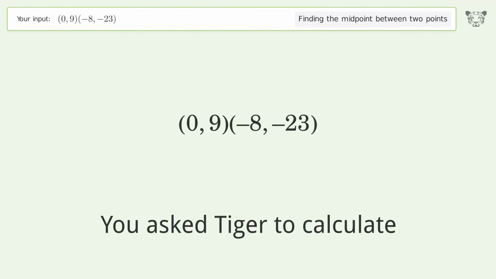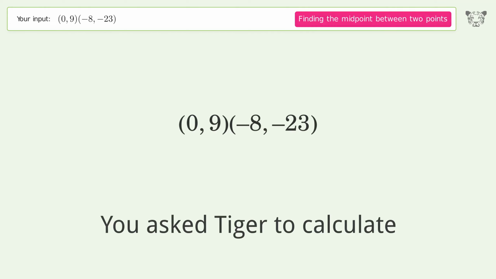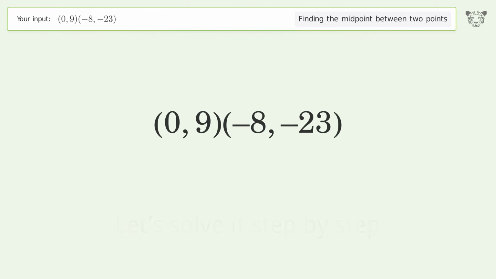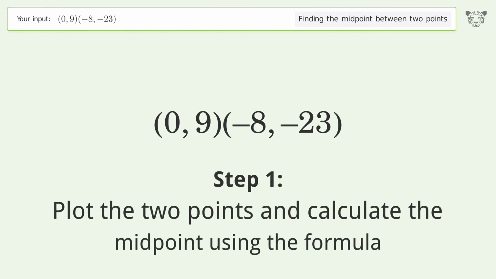You ask Tiger to calculate. This deals with finding the midpoint between 2 points. The midpoint between the 2 points is -4, -7. Let's solve it step by step. Plot the 2 points and calculate the midpoint using the formula.